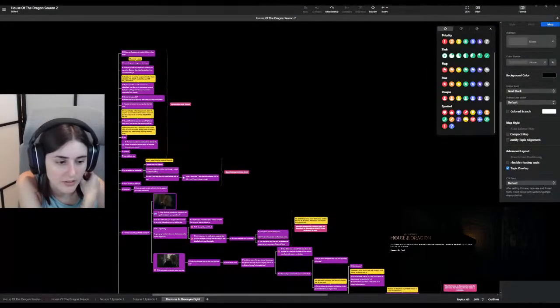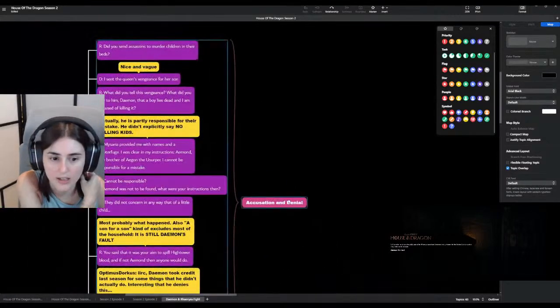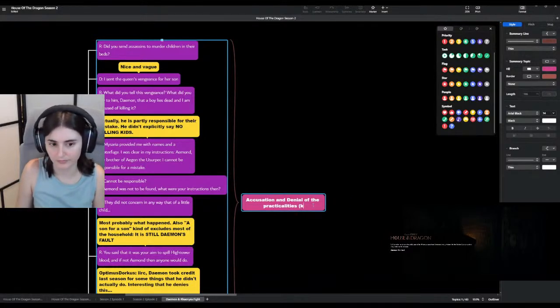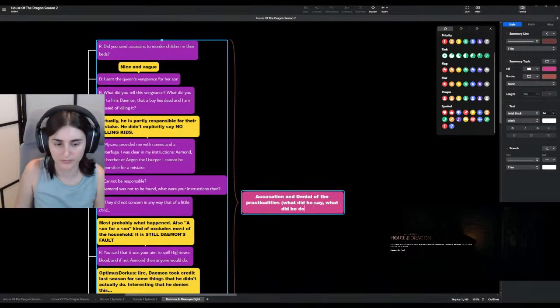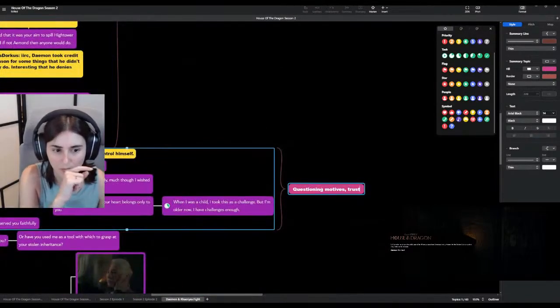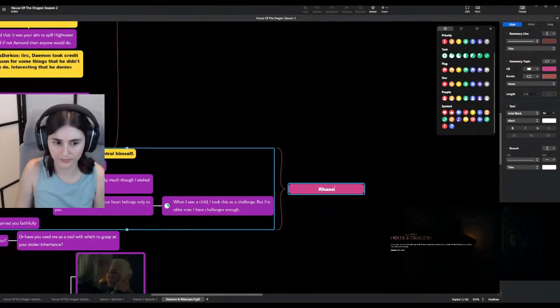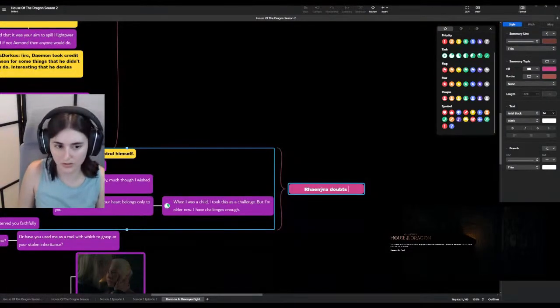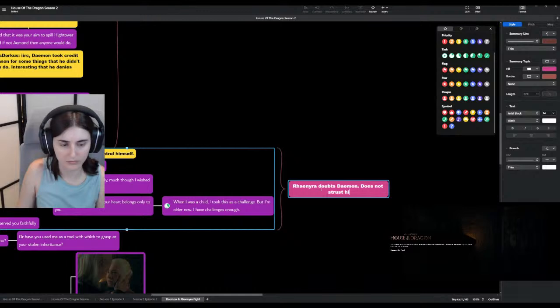Okay, so we had accusation and denial of the practicality of the facts. Then we have questioning his motives and trust. Rhaenyra doubts Daemon. Does not trust him to keep his darkness in check.